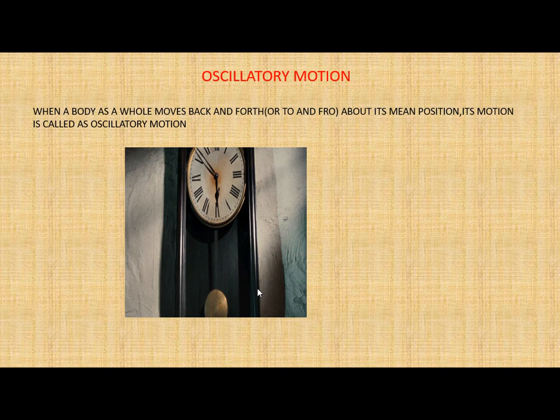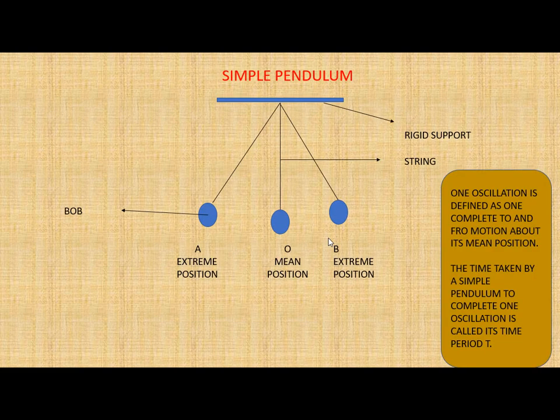To explain this more clearly, we have taken an example of a simple pendulum. This is a simple pendulum. Let me first tell you the parts of it. This is the rigid support through which this pendulum is fixed. This is the bob of the pendulum. Now when you release this bob, this is the mean position, means this is the position in which the bob is at rest. Now suppose you pull the string like this and release the bob, then what will happen?